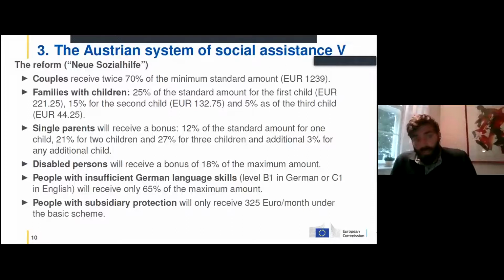Disabled persons would also receive a bonus, but this is something that we couldn't take into account in our simulations. And then the most important one is people with insufficient German skills. You either needed to have at least level B1 in German or C1 in English. Those people that do not fulfill these minimum standards in German language skills will receive only 65% of the maximum amount of social assistance. And this was also the point that I told you before, that was against the constitution. So this reform was called unconstitutional after 3 months.